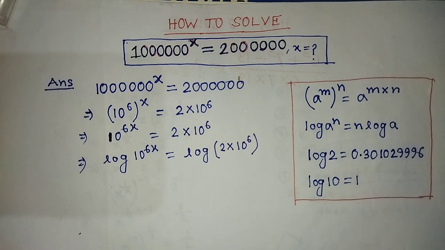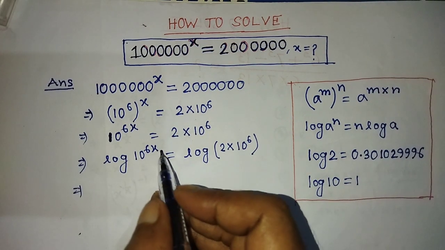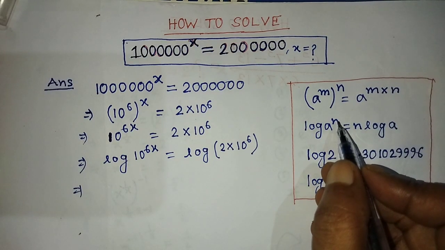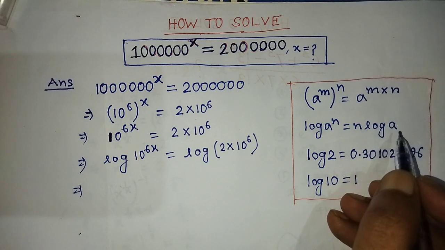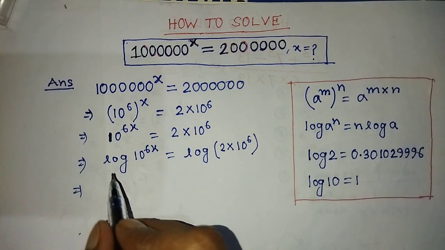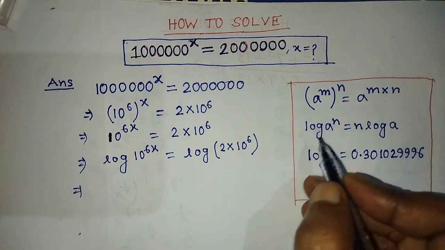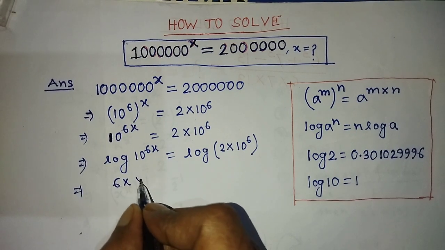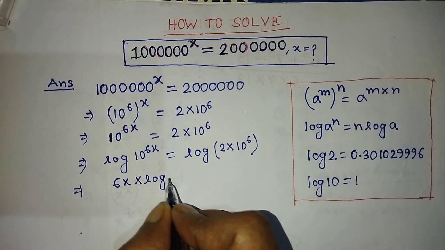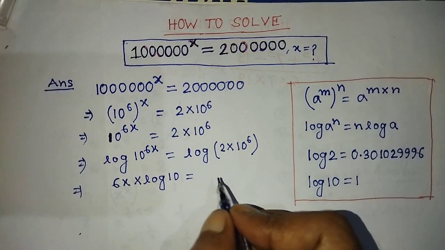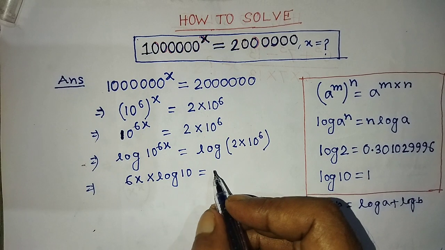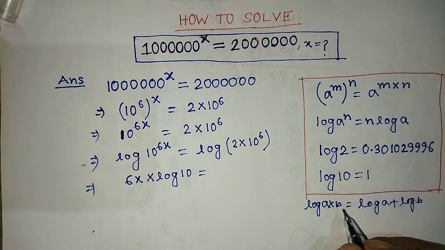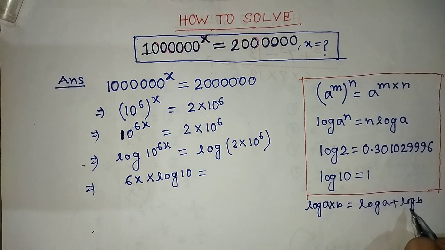Okay my dear student. To simplify this algebraic expression, we have to apply this formula: log of a^n is equal to n times log of a. This formula we apply on the left side. So after applying this formula on the left hand side, we write 6x times log of 10 is equal to, and on the right hand side, we have to apply this formula: log of a times b is equal to log of a plus log of b.